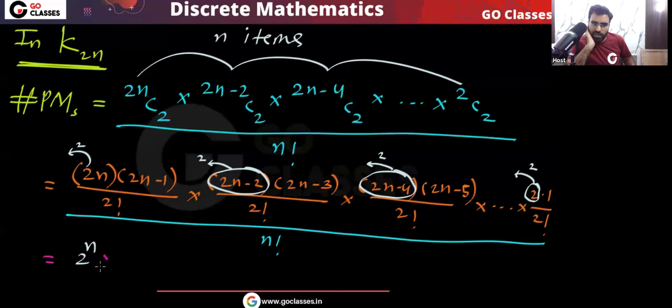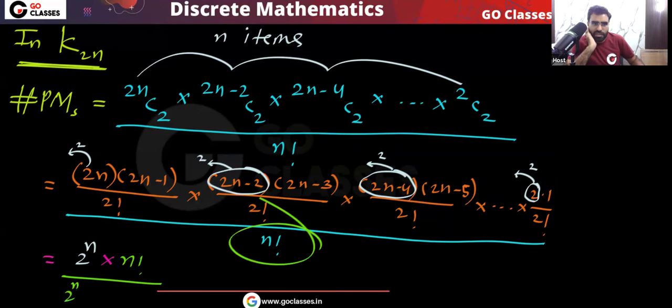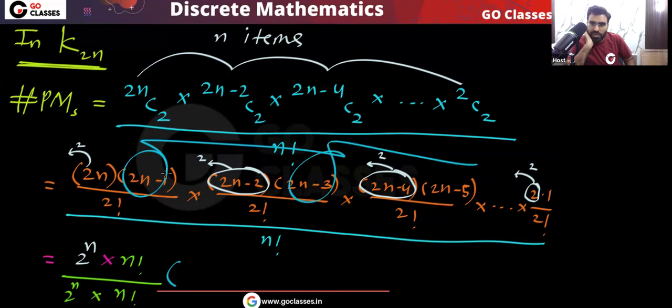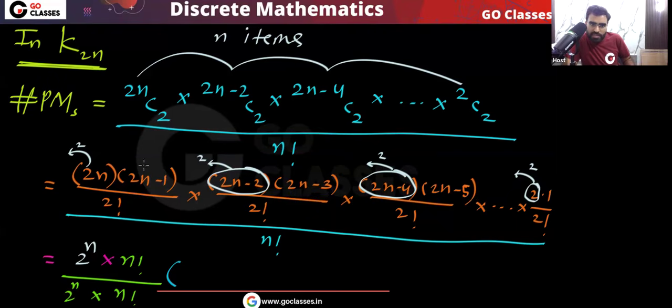Now you can see we will get 2 power n. Then the remaining will become n into n minus 1 into n minus 2, so that will become n factorial. Yes or no? And in the division, what do we have? In the division, we have 2 power n, and we have n factorial also. Then what remains is this second component. That will be 2n minus 1, 2n minus 3, 2n minus 5, and so on. At the end, 1.